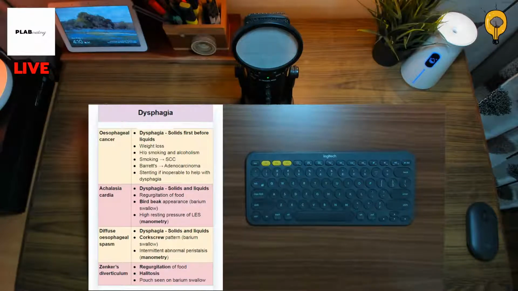Now achalasia cardia: dysphagia to both solids and liquids. Regurgitation of food is there. We'll see bird's beak appearance in barium swallow, and in esophageal manometry, we'll see high resting pressure at the lower esophageal sphincter.